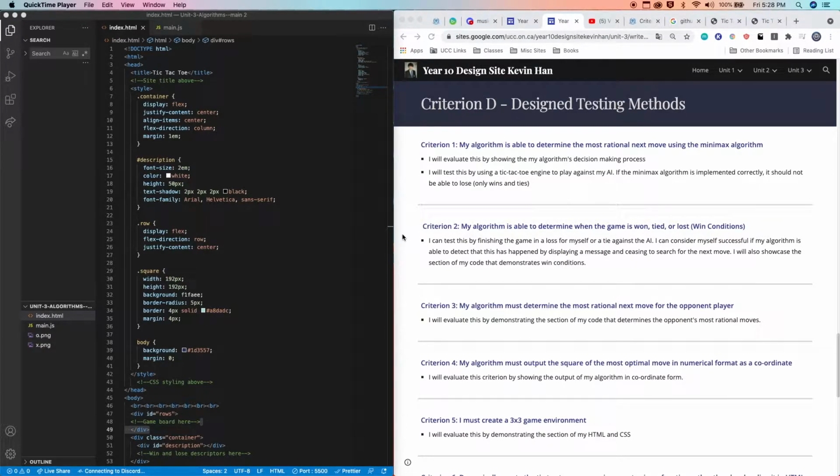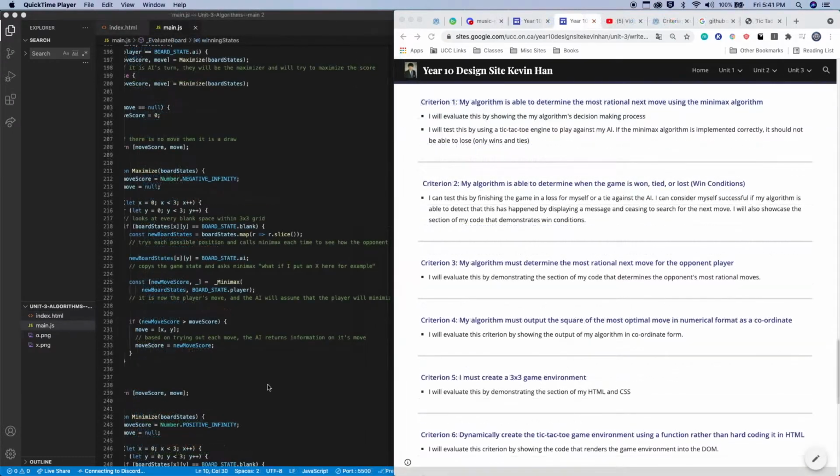In this video, I'll be evaluating the success criteria that I laid out in Criterion D using the design testing methods that you see on the right side of my screen that I created in Criterion D. My first criterion states that my algorithm is able to determine the most rational next move using the minimax algorithm. I'll evaluate this by showing my algorithm's decision-making process and test this by essentially playing against my AI on my game environment and seeing if other moves make sense beyond the code. So first, let's take a look at the code.